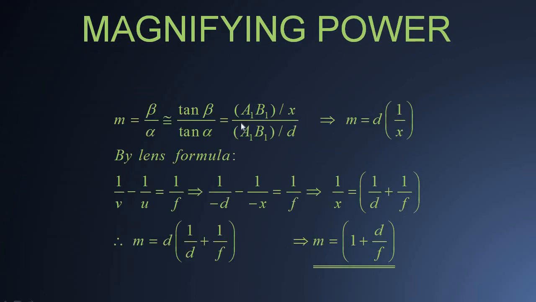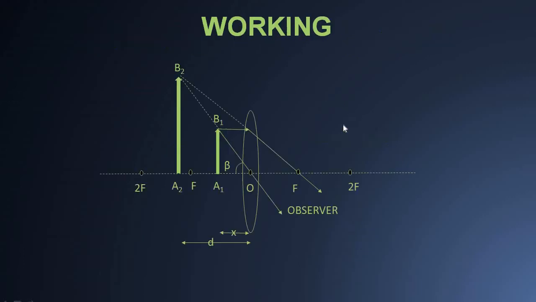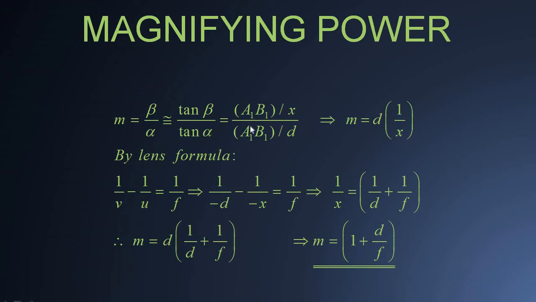Now let us modify this to derive a simplified expression for magnifying power. Let us come to the same formula definition: m is equal to beta over alpha. If alpha and beta are very small, then these can be replaced by tan beta and tan alpha. From the previous diagram, we can find value of tan beta and tan alpha and put those values in the formula for magnifying power. Putting the value of tan beta and tan alpha, after simplification we get m equal to d multiplied by 1 upon x.